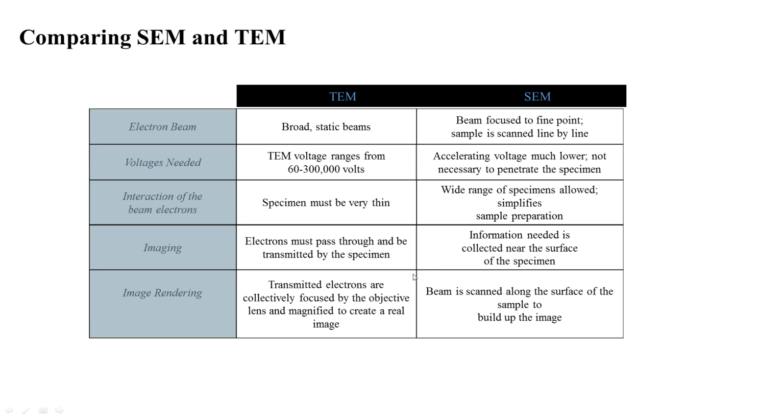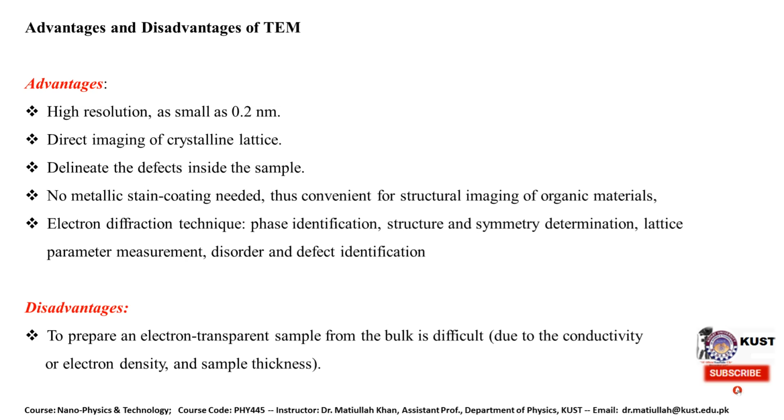The final point of difference between TEM and SEM is the image rendering. The transmitted electrons are collectively focused by the objective lens and magnified to create a real image, whereas in SEM the beam is scanned along the surface of the sample to build up the image. So we have some advantages and disadvantages of TEM as well.